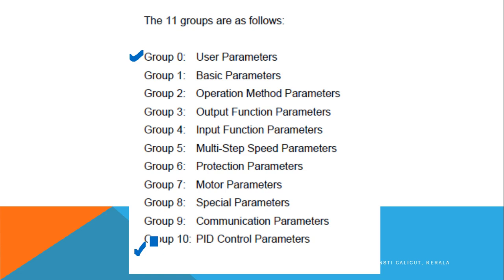For the first time it will be very difficult for you to understand, I know, but the top idea, or overview, is like this. In group 0 you will be able to set user parameters, then basic parameters, operation method parameters, output function parameters, input function, multi-step speed, protection parameters, motor parameters and special parameters, communication parameters and PID control parameters.